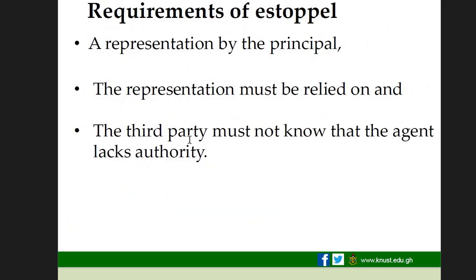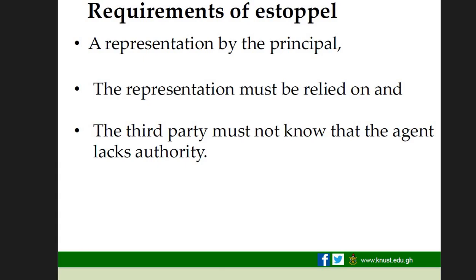So, requirements for estoppel. I think that is where we are now. Requirements for estoppel. One, a representation by the principal. So the principal does or says something to make others believe the agent is authorized. That is the written document that I initially mentioned. Then the second one is that the representation must be relied on.